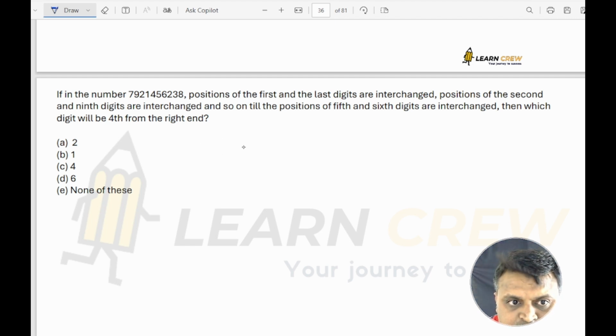these are interchanged. So it would be 8, 7, 3, 9. Then this 2, 2 as it is. 1, 6 will be 6, 1. And 4, 5 would be 5, 4. Okay. Now the question is which digit will be fourth from the right end? So what is the answer? Answer is 1.